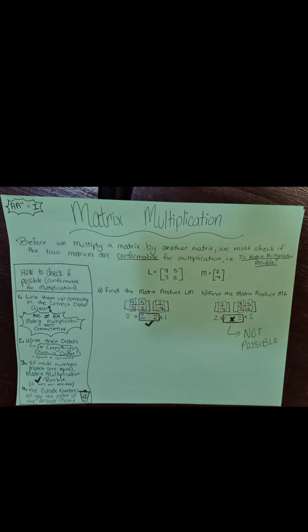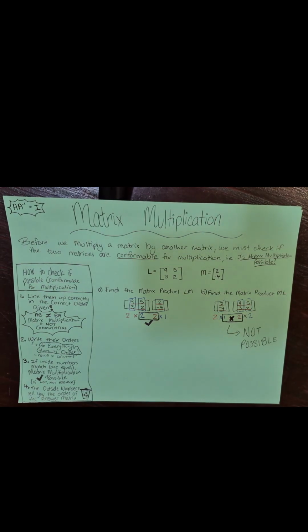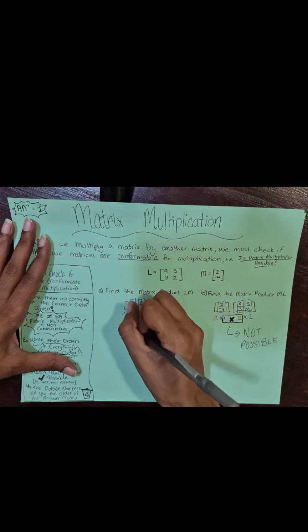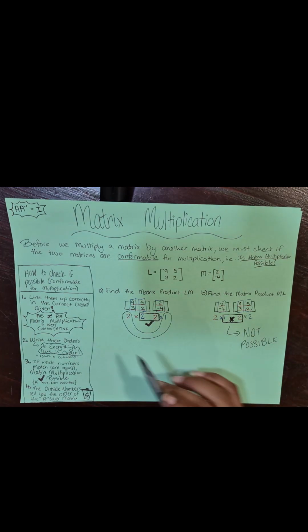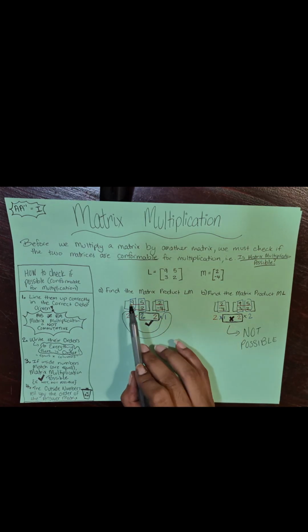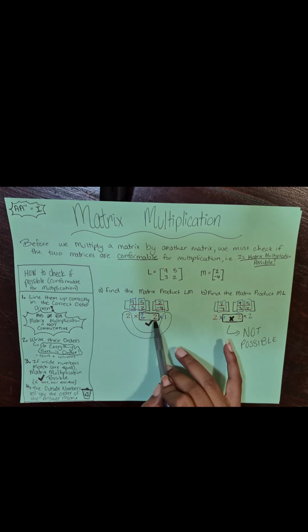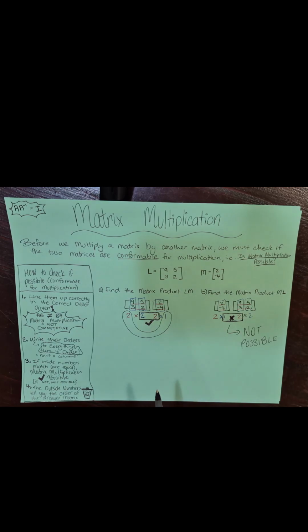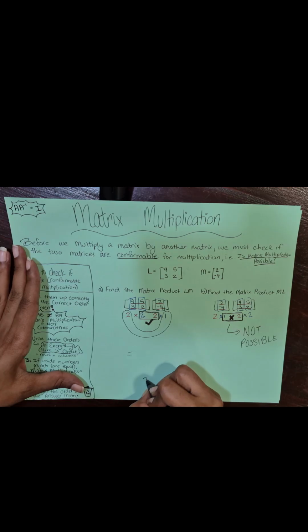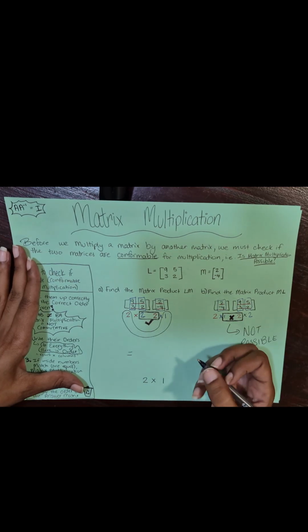Now, there's one more step. For those of us who love to recycle, all my green people, these numbers on the outside do not go to waste. Lucky for you, we can use them. They are important. They do tell us something. These outside numbers actually tell us the order of the answer matrix. So if I multiply L times M, these inside numbers tell me yes, I can multiply L times M, and these outside numbers tell me the answer to this multiplication is going to be a 2 by 1 matrix.